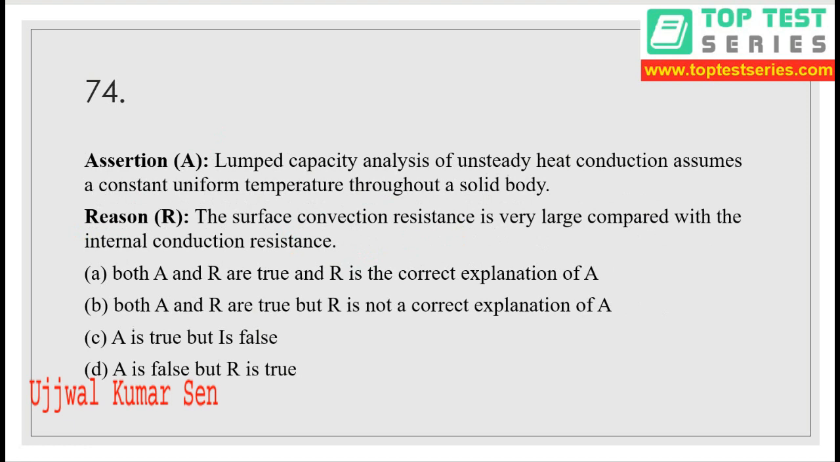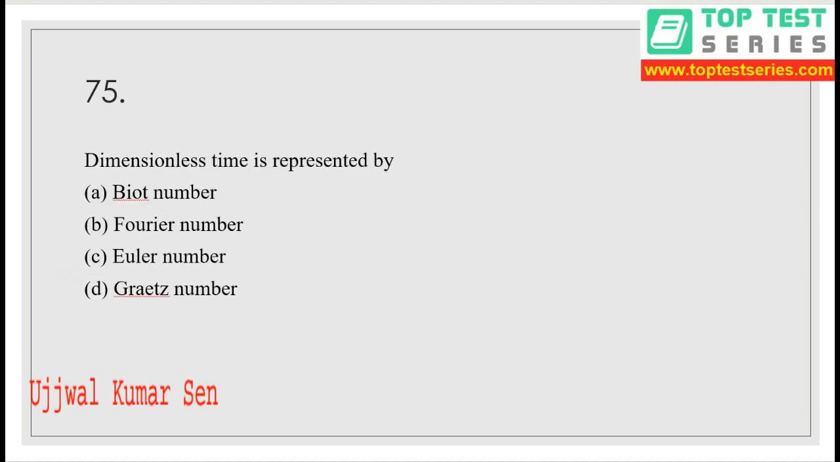Question number 74. Assertion and reason. Lumped capacity analysis of unsteady heat conduction assumes a constant uniform temperature throughout a solid body. The surface convection resistance is very large compared with the internal conduction resistance. So we have been given A, B, C, D options, right? Now, how are we able to solve this question? Let's read. Lumped capacity analysis of unsteady state condition assumes a constant uniform temperature throughout a body. Yes, that is correct, my dear. Next, the surface convection resistance is very large as compared to internal conduction resistance. Yes, it is also correct. Correct explanation also, you can say that. So option A is the correct answer for this question, right? I hope so.